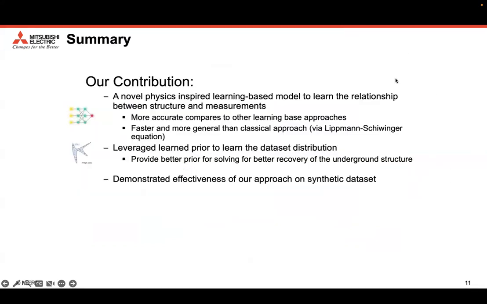Finally, I want to conclude by summarizing that our contribution combines a physics-inspired machine learning or neural network approach, along with a deep autoencoder to restrict the search space of solutions. And we demonstrated that our approach outperforms other methods on the synthetic dataset.